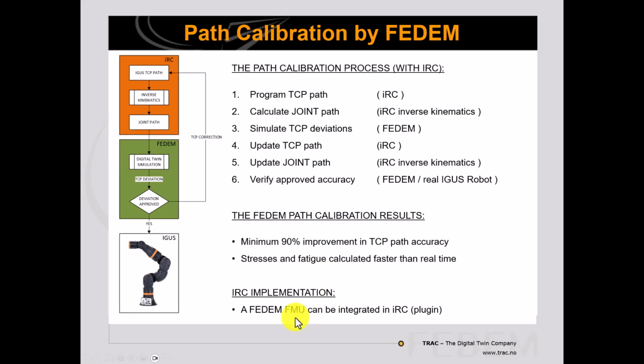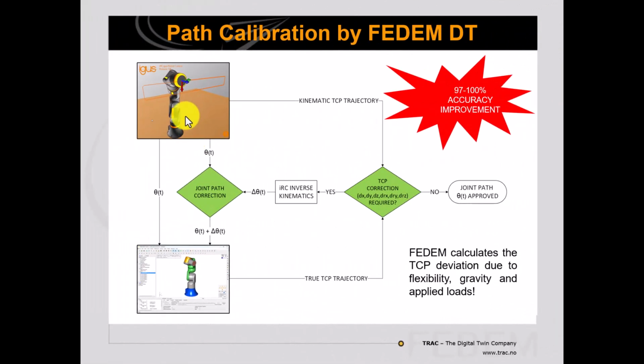In this video, I'm using a Python and Streamlit program in order to execute the IRC and the FEDEM software. But that is only for demo purposes. In a real implementation, I would export the FEDEM model to a FMU, which I can use as a plugin in the IRC software. This slide is showing the process in more technical terms.